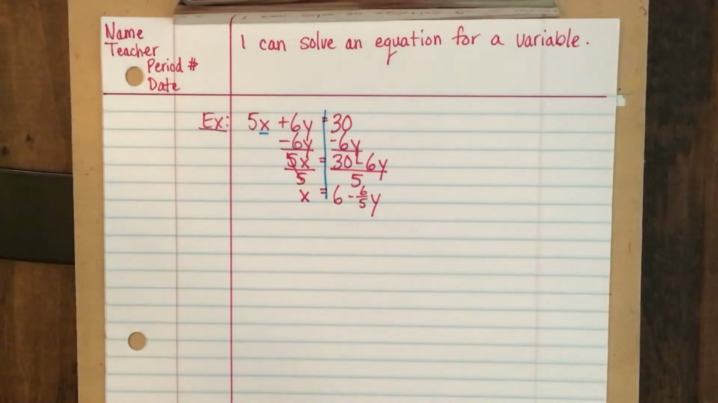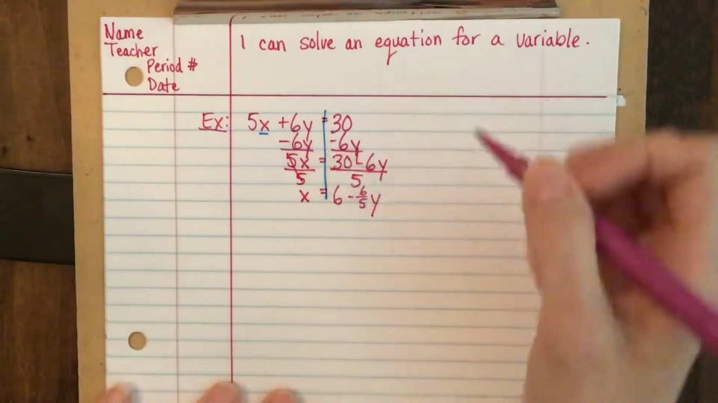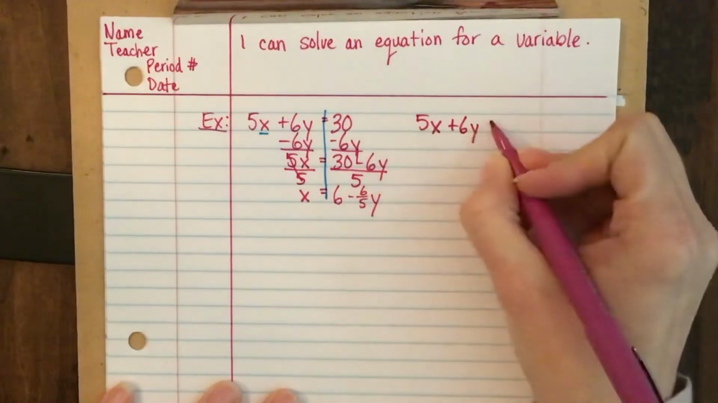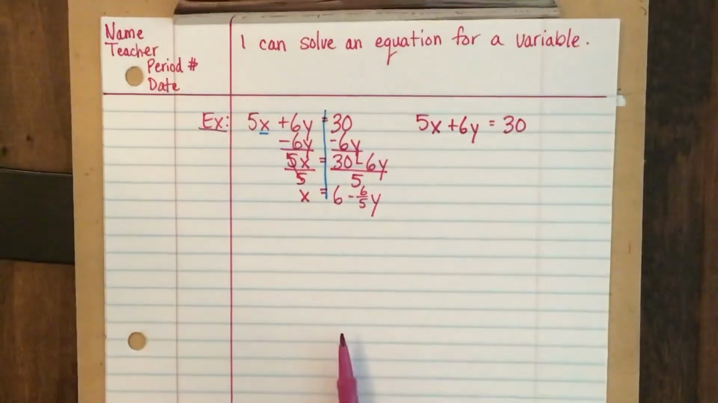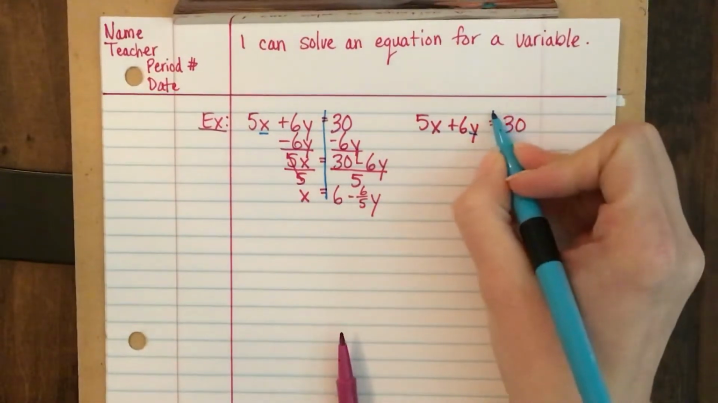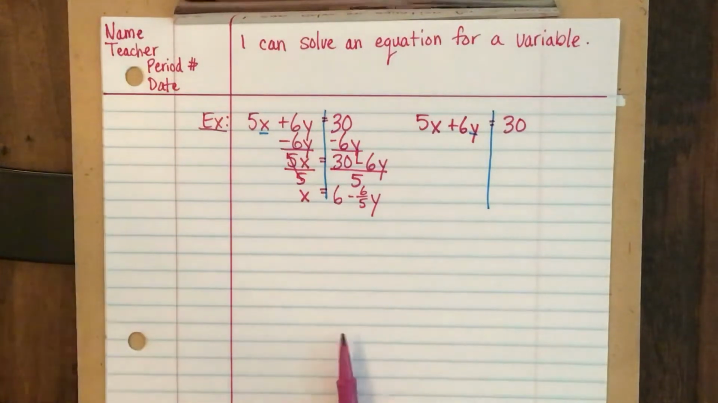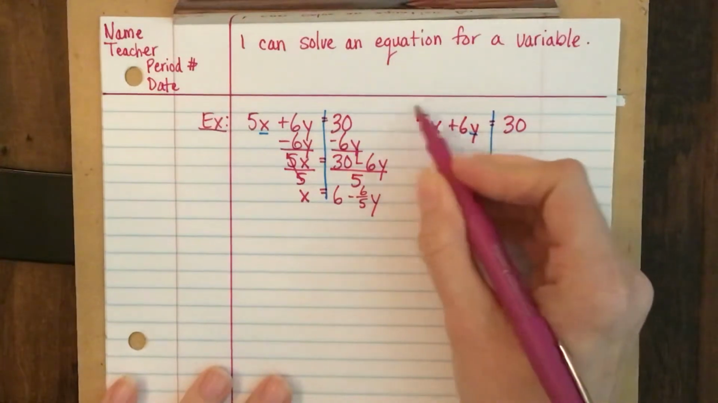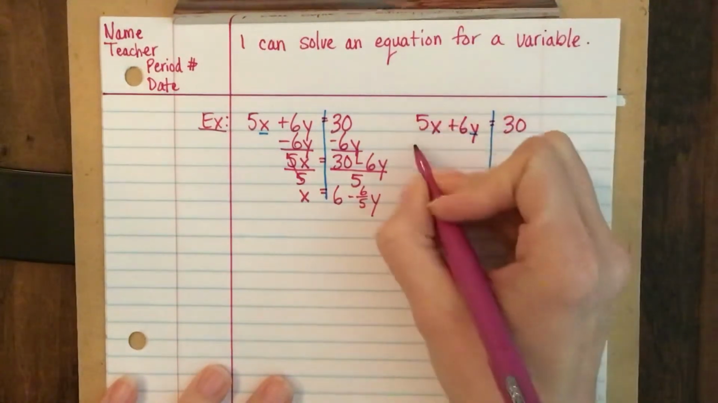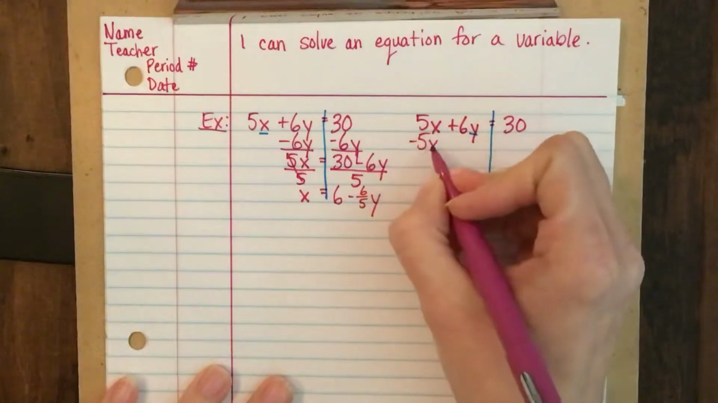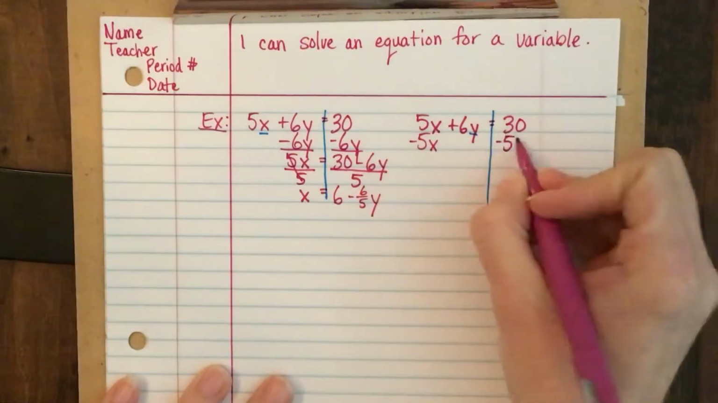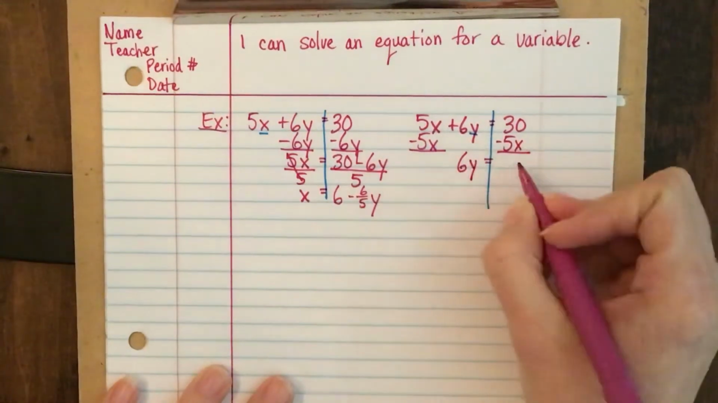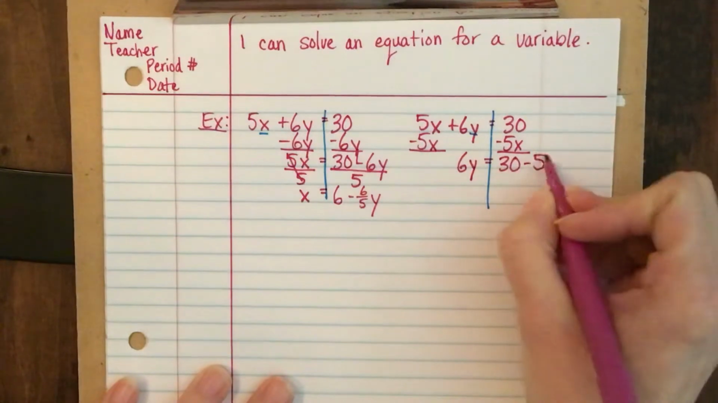Okay. You might be in a situation where you need to solve for y. So I'll show you what that looks like. Okay, so in this case, we're going to solve for y right here. So since we want to get y all by itself on this equal sign, we're going to start by getting rid of this whole thing. So to make this go away, I'm going to subtract 5x, because 5x minus 5x is 0. And I'm going to do that to both sides. Now what I'm left with is 6y is equal to 30 minus 5x.